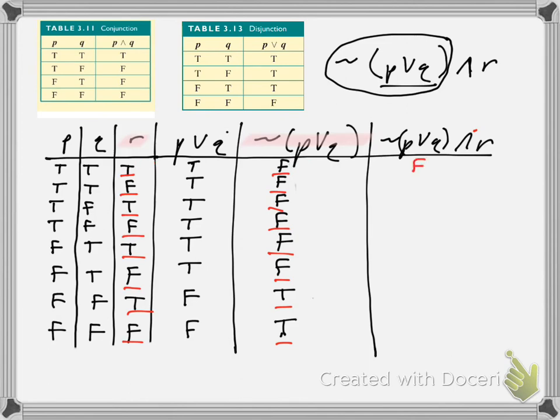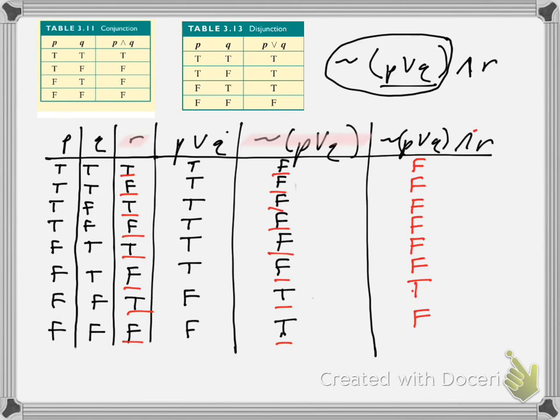So in this first case, this and this, I've got true and false, which means false. Second one, I've got false and false, which means false. Third one, true and false, which means false. Fourth one, false and false, which means false. True and false means false. False and false means false. True and true means true. False and true means false. So this is my truth table at the end.